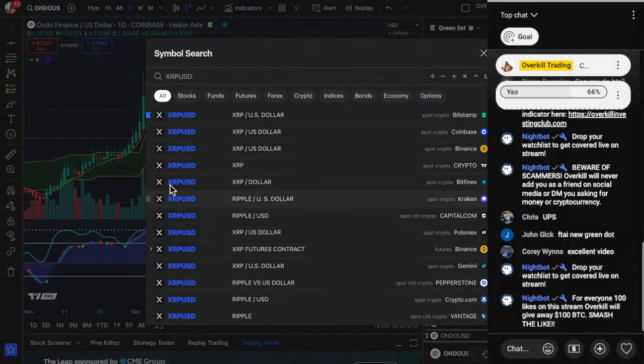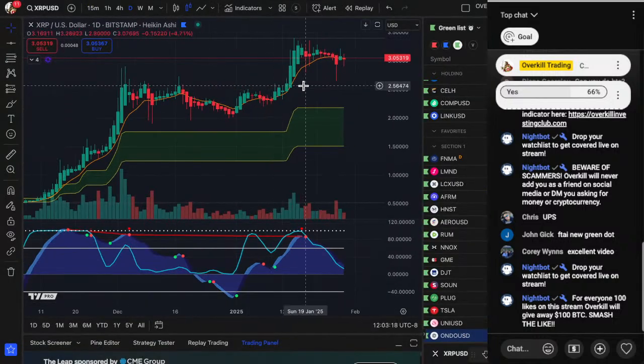XRP, I think we covered this one too. I'm having a hard time buying XRP at $3 when it's that far off of the golden zone. I want to buy it closer to $2. Okay, and that's just going off of technicals, right? We're going off of technical analysis. Price is expensive when we're up off the average. We want to buy as close to the average as possible.